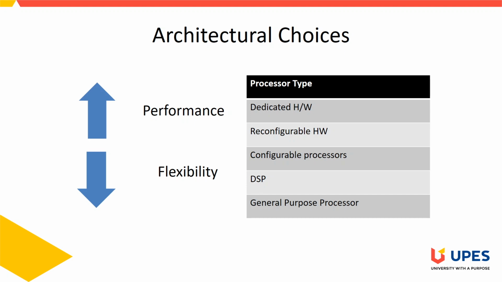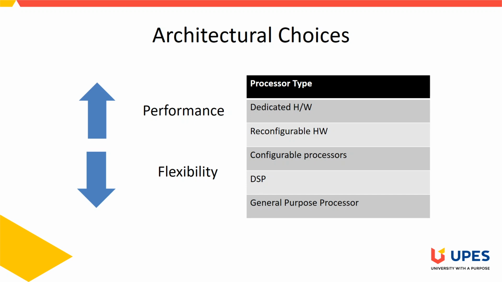So you can see that we have an option of dedicated hardware like ASICs. Then we talk about reconfigurable hardware, which has the example of FPGA. Then we talk about configurable processors, so you can take microcontrollers in that. The fifth option is the digital signal processor, and the last option is the general purpose processor.